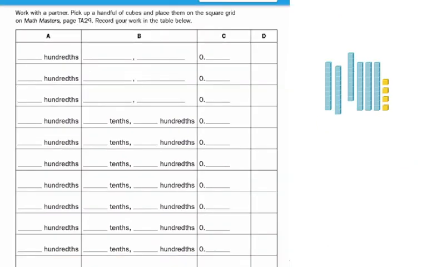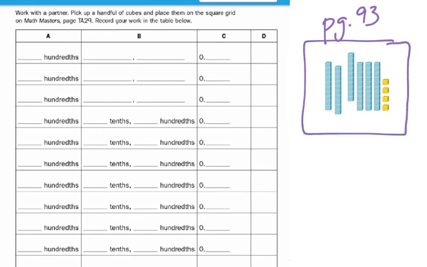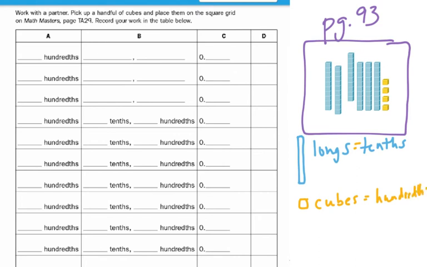Let's do another one together on page 93. You don't have base 10 blocks, but I've provided an example off to the right. So again, remember, these are longs. In other words, we call them tenths. And the cubes represent hundredths. Okay, so I'm going to start with B. I have 1, 2, 3, 4, 5, 6 tenths. Write this in.